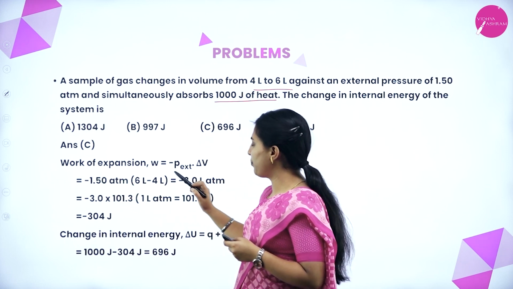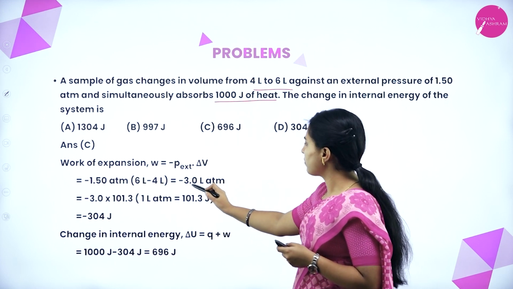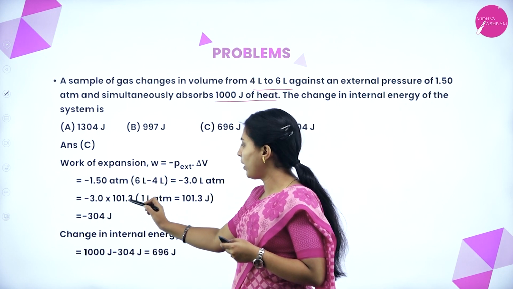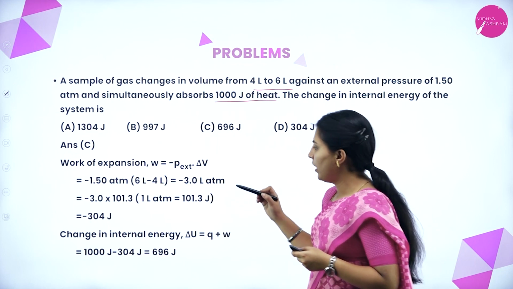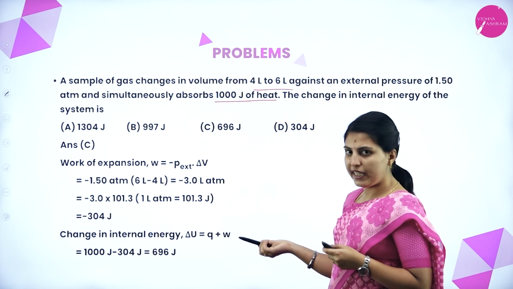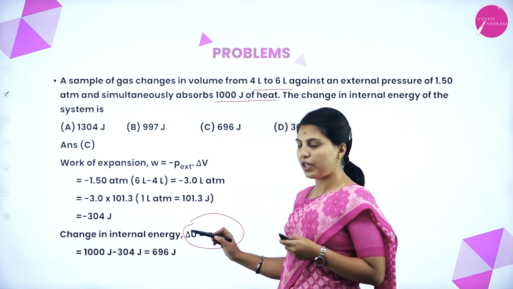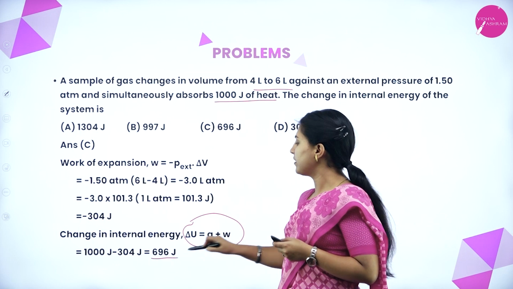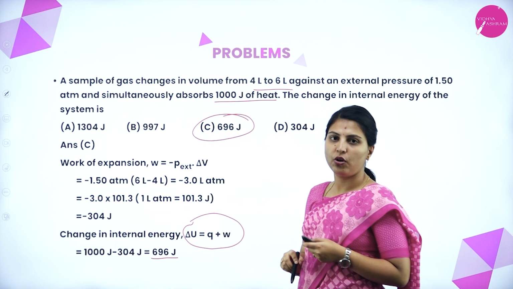Minus 1.50 atmospheric pressure into the volume change, 6 liter minus 4 liter, equals 3 liter atmosphere, and 3 into 101.3, since 1 liter atmosphere equals 101.3 joule, means minus 304 joule. Change in internal energy, delta U equals Q plus W, this is the first law of thermodynamics, 1000 joule minus 304 joule means 696 joule, that means option C will be the answer.